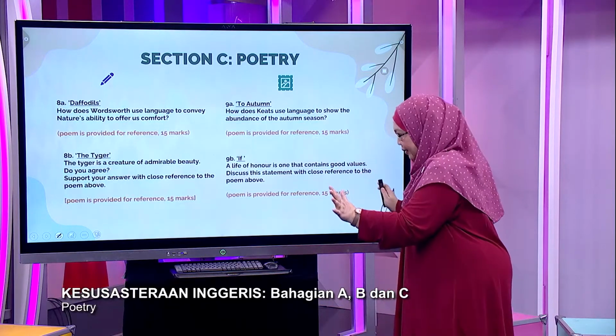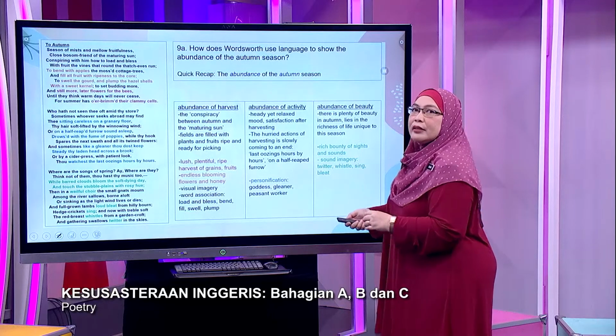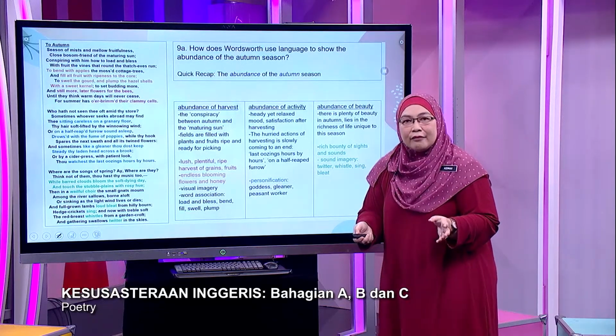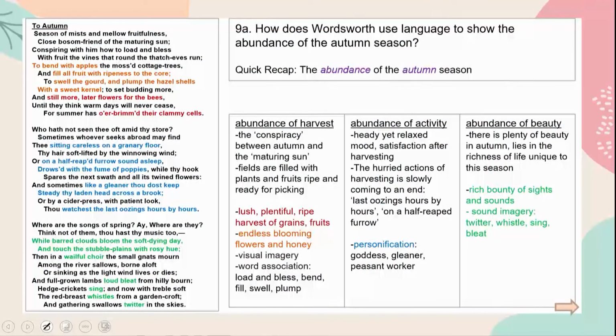So I mentioned To Autumn earlier, and what I have for all of you to see right now is an example A question, an A question that goes, how does Wordsworth use language? Don't forget, language use, to show the abundance of the autumn season.